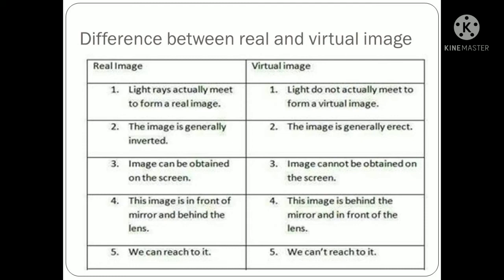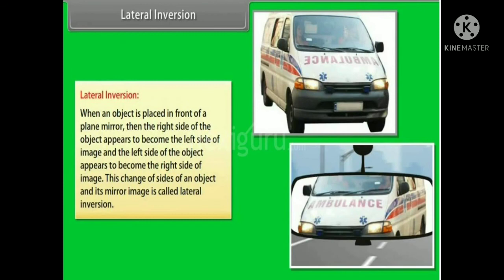Now, one more term is there, that is known as lateral inversion. See here. When an object is placed in front of a plane mirror, then the right side of the object appears to become the left side of the image, and the left side of the object appears to become the right side of the image. This change of sides of an object and its mirror image is called lateral inversion.